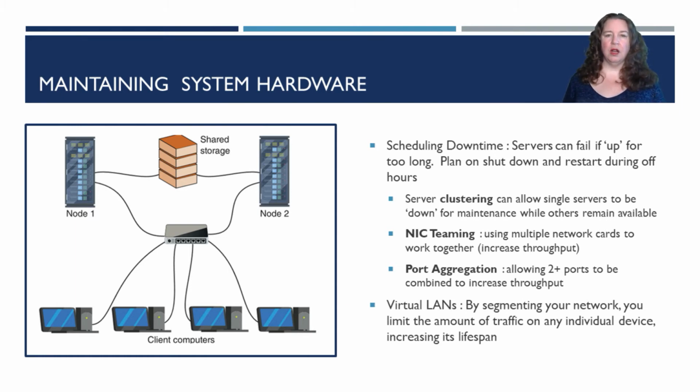If you have a single card that only has a specific throughput, if you put in 2 cards, you can have twice as much. The other option is similar to NIC teaming, which is port aggregation, being able to allow 2 ports to be combined to also increase throughput. If we have 2 ports, we can have twice as much data coming through that port.